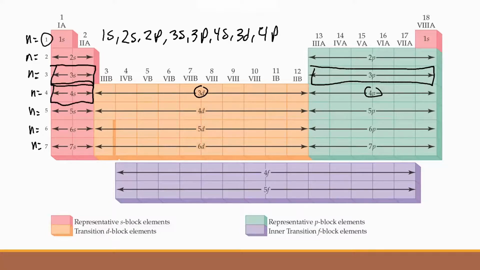I'll do the next two rows and I'll cap it off there. So the fifth row is comprised of 5s, 4d, and 5p. And then lastly, we have our sixth row, which is going to be 6s, then 4f, then 5d, and then 6p. So it'll be 6s, 4f, 5d, and then 6p.